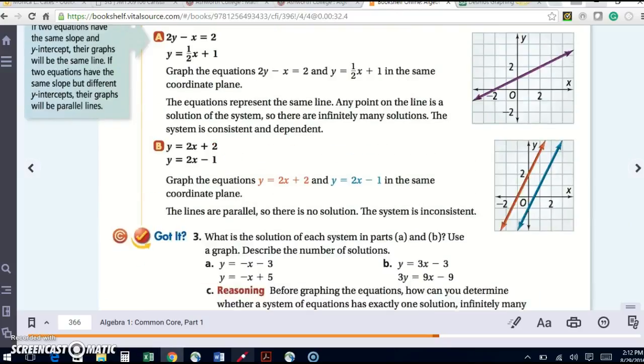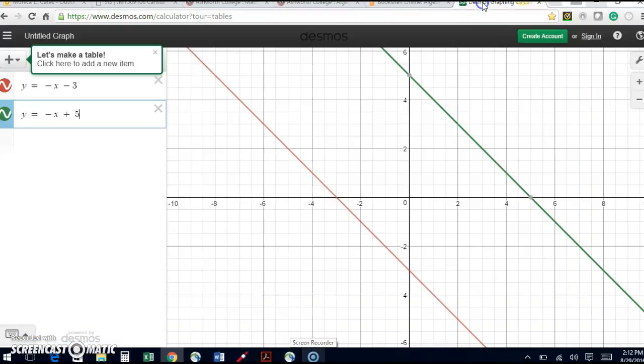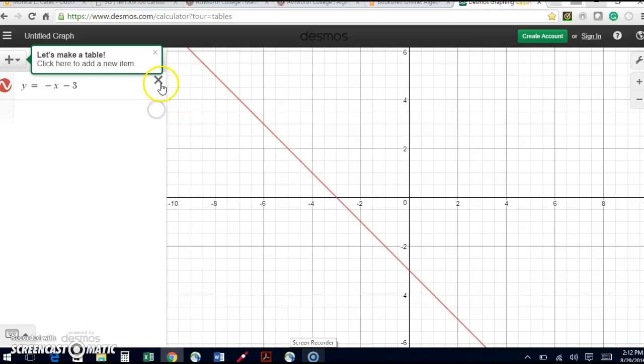And I'm sorry, I actually missed one of the problems here. This one was also parallel. I have 2x plus 2 and 2x minus 1. The 2 and 2 are the same slope, so they're also, as you can see, parallel. So they never cross, so that means it's inconsistent. Let's look at part B. So there's no solutions for this one.